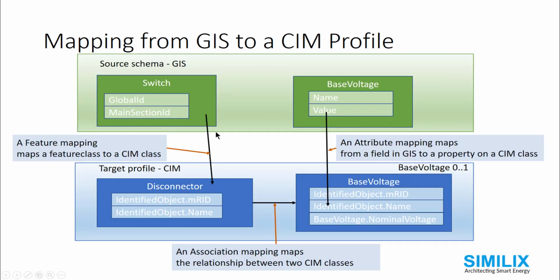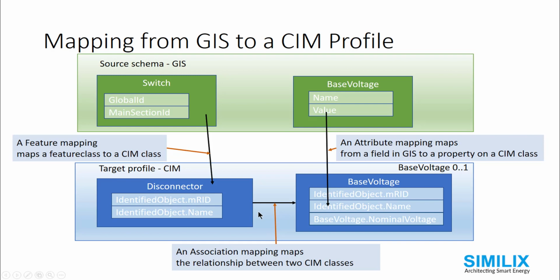The mapping between JS and the CIM profiles consists in essence of three different types of mappings. The feature mapping that maps between feature classes and CIM classes. The attribute mapping that maps between fields on a feature class and properties on a CIM class. And the association mapping that maps the relationships between CIM classes.